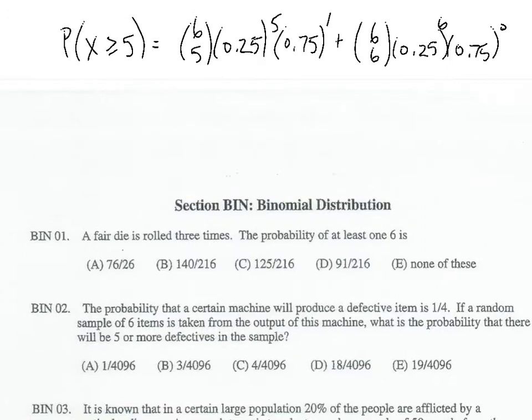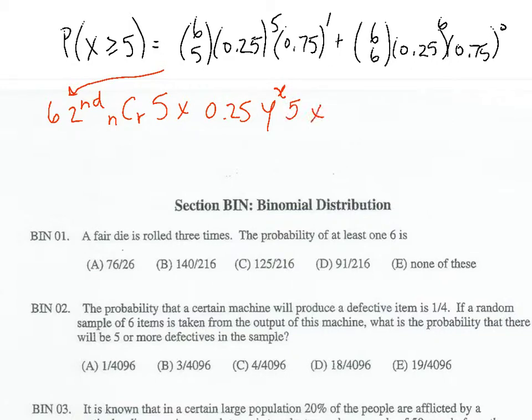Okay, I'm going to do this without the simplifications, just for practice. So this would be punching straight through 6, second function, NCR 5 times 0.25 y to the x 5 times 0.75 y to the x 1.